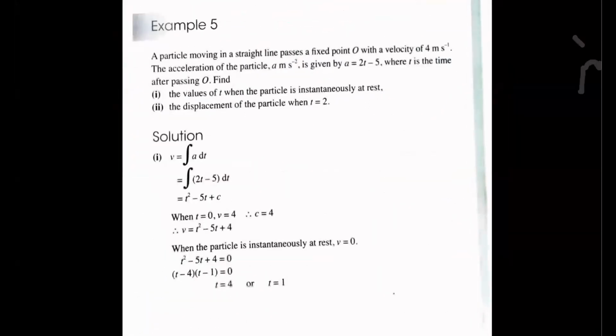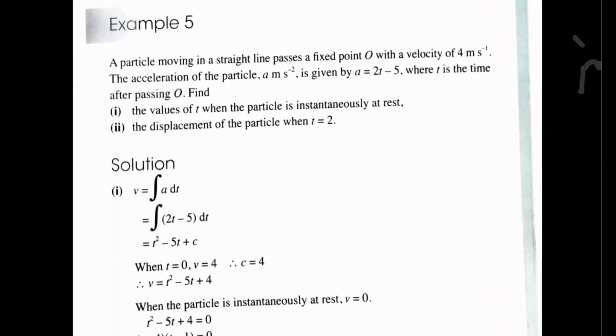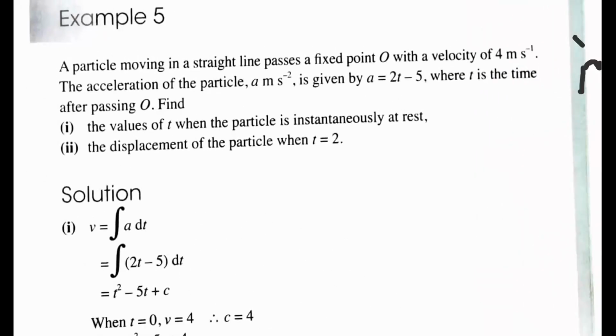Next, example 5. A particle is moving in a straight line. It passes through a fixed point O with a velocity of 4 meters per second. The acceleration of the particle, a meters per second squared, is given by a equals 2t minus 5, where t is the time after passing O. Find, part 1, the values of t when the particle is instantaneously at rest. Instantaneously at rest, what is equal to 0? v equals 0.